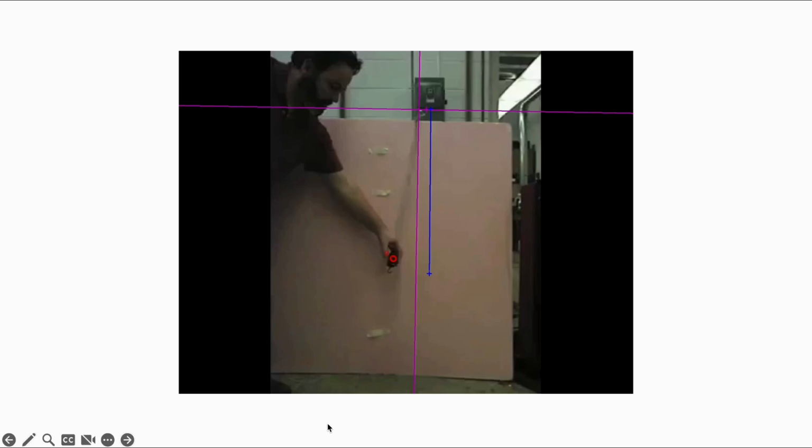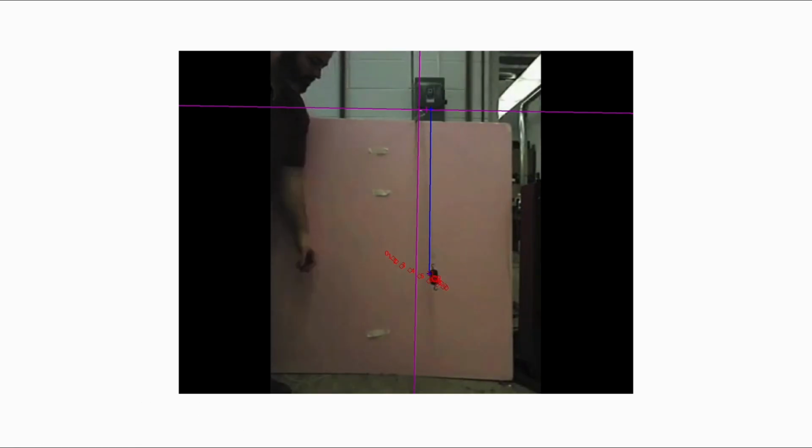Here is a video of the actual experiment that I used for this lab. As you can see, it is a mass on a pendulum that is swinging in the XY plane.